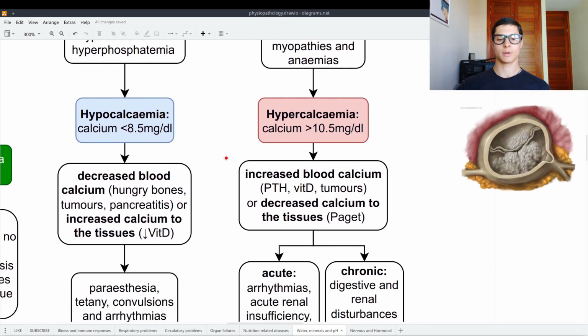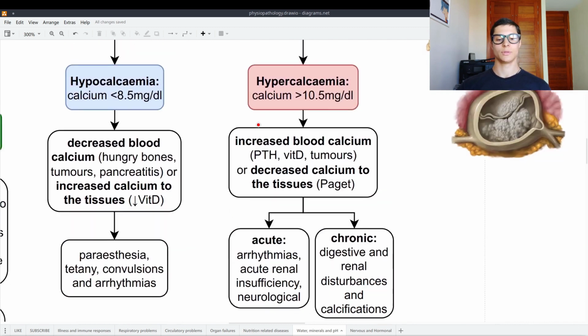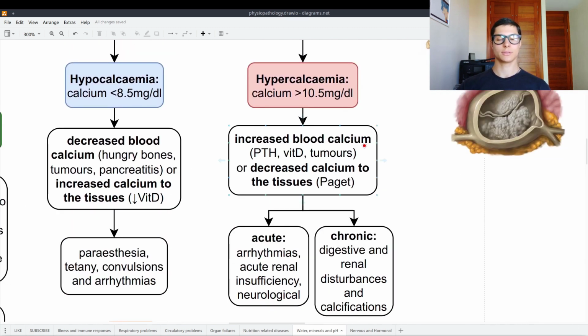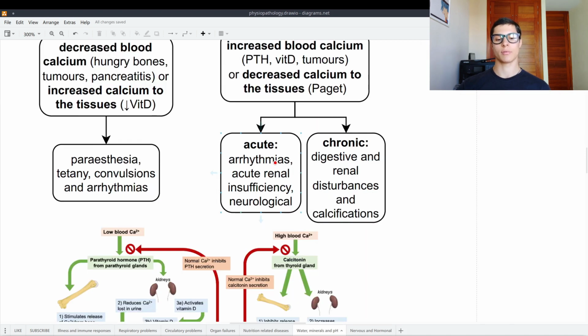On the other hand, the hypercalcemia is when the calcium levels get over 10.5 milligrams per deciliter due to increased blood calcium because of the PTH, vitamin D or maybe tumors, or decreased calcium to the tissues, for example in the Paget's disease. Acute one causes arrhythmias, acute renal insufficiency and neurological problems. The chronic one creates digestive and renal disturbances and calcifications.